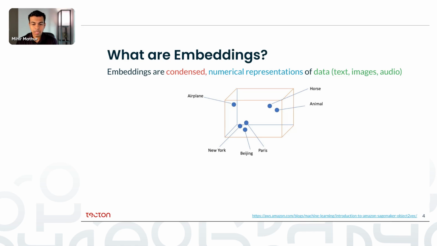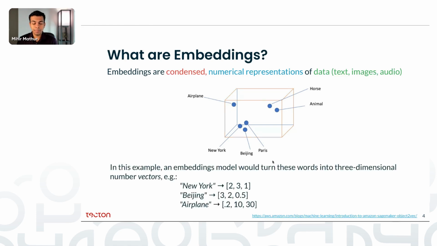And as you can see, the words that are similar are closer together, whereas the words that are dissimilar are farther apart. So in this example, an embeddings model would encode these words into three-dimensional number vectors. So for example, New York could be 2, 3, 1. So that would be the X, Y, and Z coordinates, whereas Beijing could be 3, 2, 0.5. And words that are more similar are closer together in this three-dimensional plane.